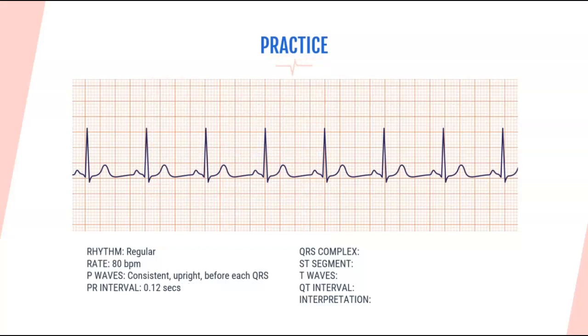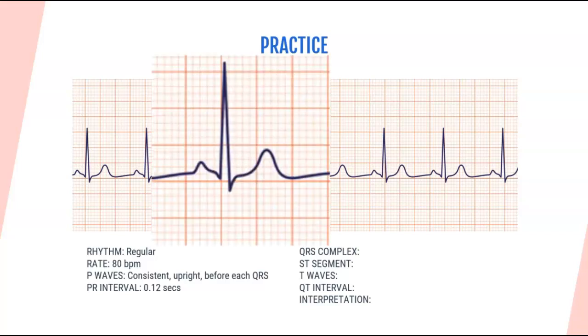Step 5 is measuring the QRS complex. They all appear upright and consistent throughout the strip. We'll zoom in and count the small squares from the beginning of the Q to the end of the S, which is 3 small squares. Multiply 3 by 0.04 seconds, gives you 0.12 seconds, which is within normal range for a QRS complex.